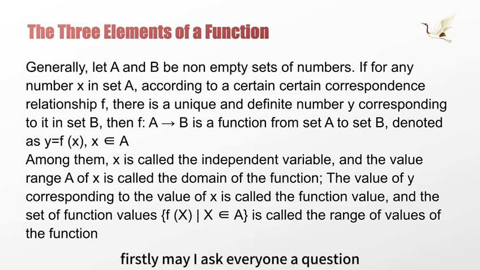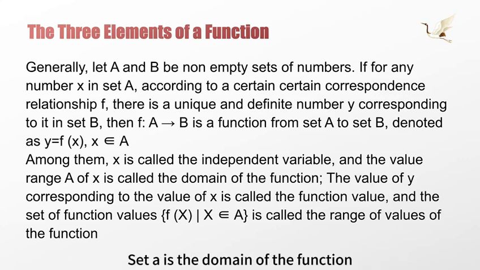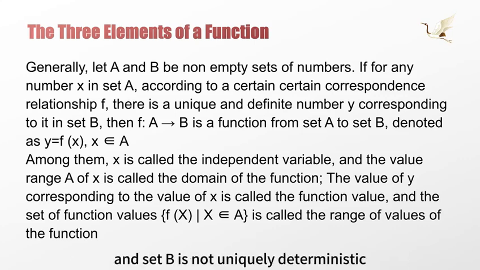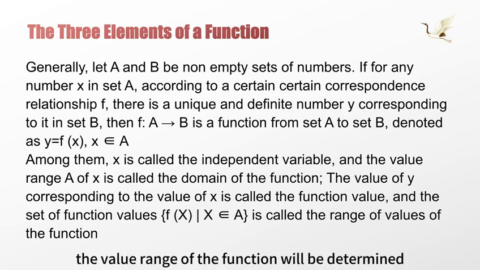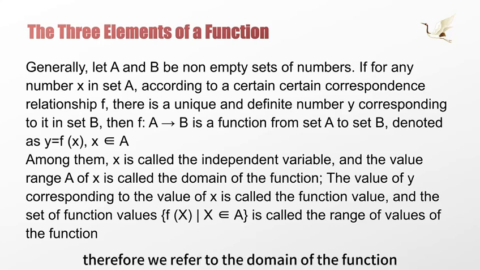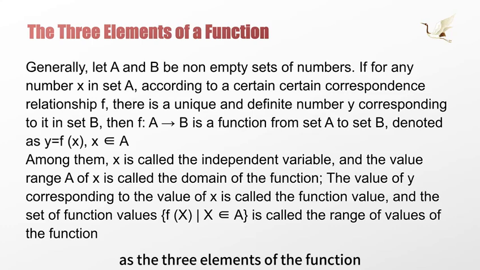Firstly, may I ask everyone a question? What elements do you think are required to form a function based on its definition? We need a correspondence between set A and set B. Set A is the domain of the function, and set B is not uniquely determined, but once the domain and corresponding relationship of the function are determined, the value range of the function will be determined accordingly. Therefore, we refer to the domain, the corresponding relationship, and the range of values of the function as the three elements of the function.